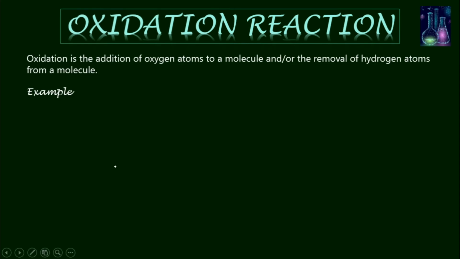The next one, in the redox reaction, there are two categories, oxidation and reduction. In an oxidation reaction, there is an addition of oxygen atom to a molecule and or removal of hydrogen atom from a molecule. So let's see an example. Here generally we don't use the electron terms. We use either the addition of oxygen or removal of hydrogen or vice versa for explaining redox reactions. So let's see an example.